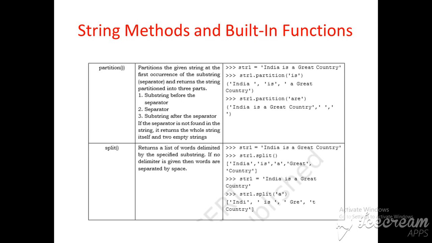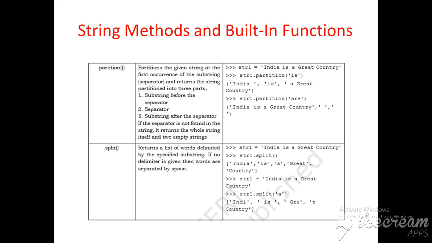So next one is partition. From the example, look at this: str1 is equal to India is a country. Partition means we need to partition that string, so str1.partition with the separator in brackets. Partition gives the string at the first occurrence of a substring, which is called the separator, and returns the string partitioned into three parts. The first part is the substring before the separator, the second is the separator, and the third is the substring after the separator.